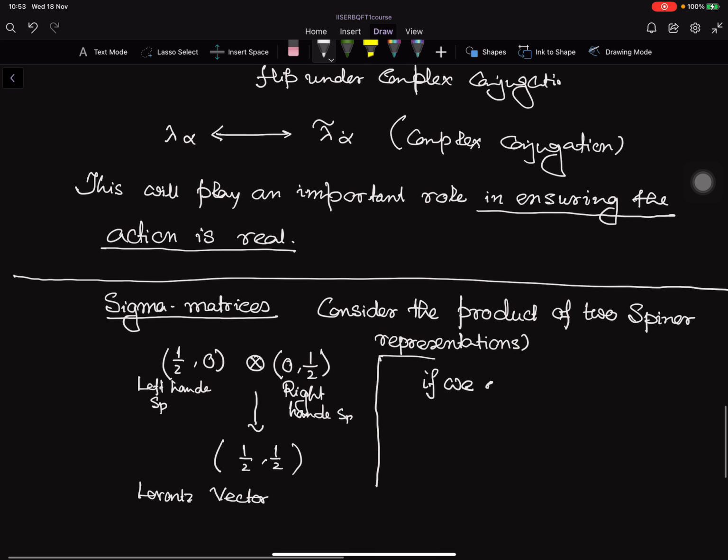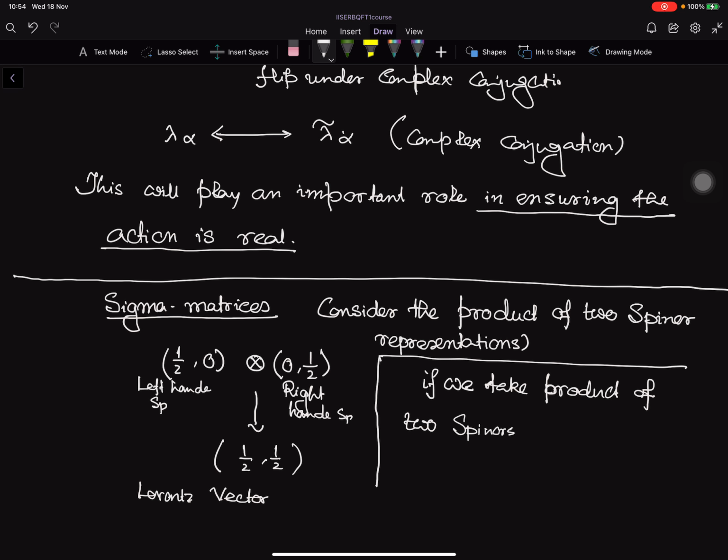So this essentially means that if we take the product of two spinors, one left-handed and one right-handed, then it is the same as a Lorentz vector. This follows from the addition of angular momentum.